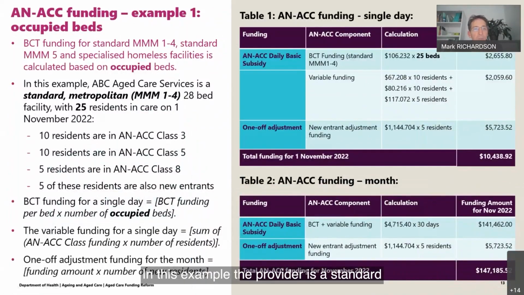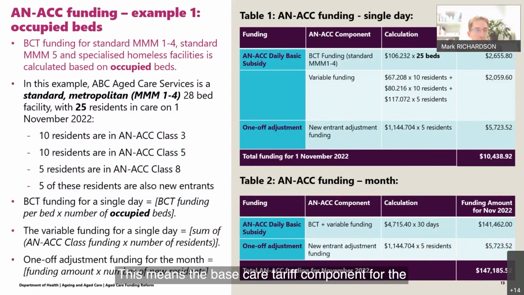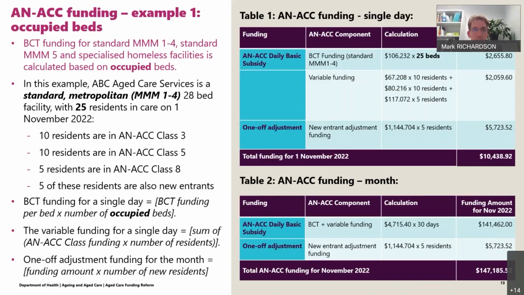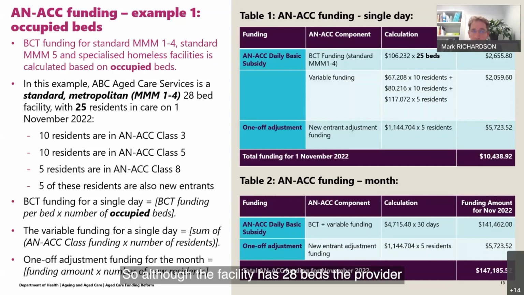In this example, the provider is a standard, metropolitan, M 1 to 4 facility. Base care tariff funding for standard M 1 to 4, standard M 5, and specialised homeless facilities is calculated based on occupied beds. This means the base care tariff component for the facility in this example will be funded only on the basis of the number of beds that were occupied. So, although the facility has 28 beds, the provider will only be paid for the 25 beds that were occupied on the 1st of November 2022.